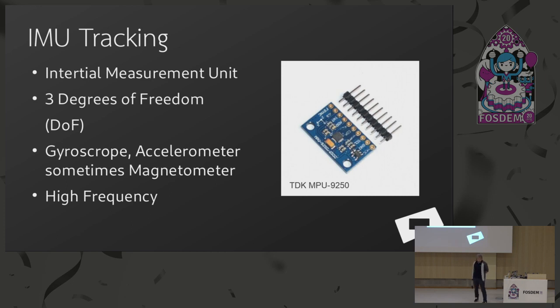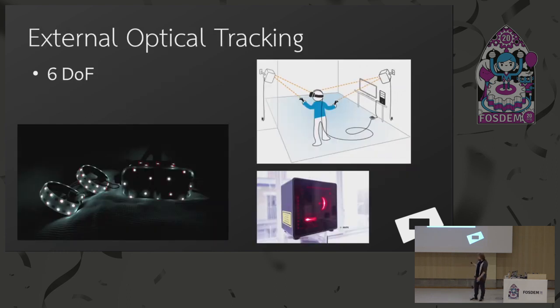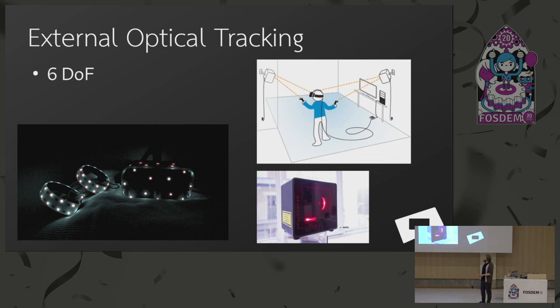It's a very high frequency sensor, so compared to the optical sensors I will show you on the next slide, you get a very high frequency signal. This is what the minimal requirement is for VR, but you only get 3 degrees of freedom out of that by itself. That means only your head's rotation will be recognized by the tracking system, or if it's a controller, it will be only the rotation of the controller and not the position in space. If you want the position in space, you need to have optical tracking.